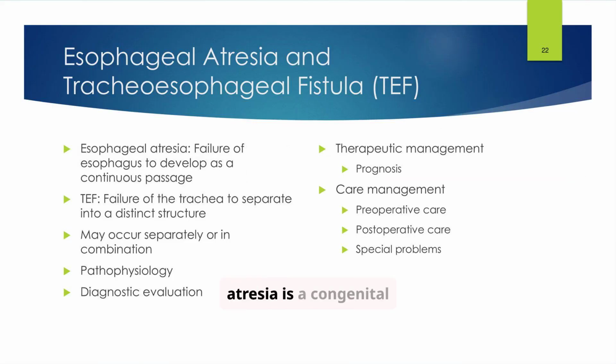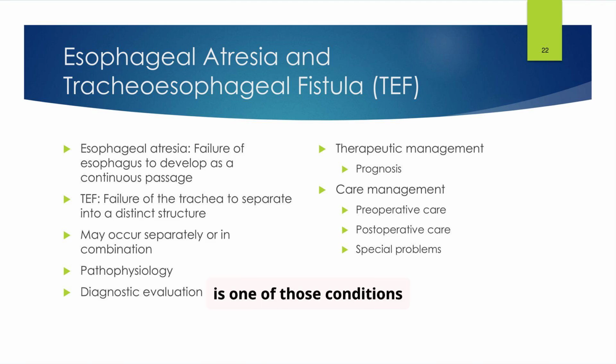Esophageal atresia is a congenital condition where the esophagus fails to form as a continuous passage. Tracheoesophageal fistula involves an abnormal connection between the trachea and the esophagus. These can occur separately or, more commonly, in combination. Understanding the pathophysiology is crucial for diagnostic evaluation and therapeutic management, which significantly impacts prognosis.